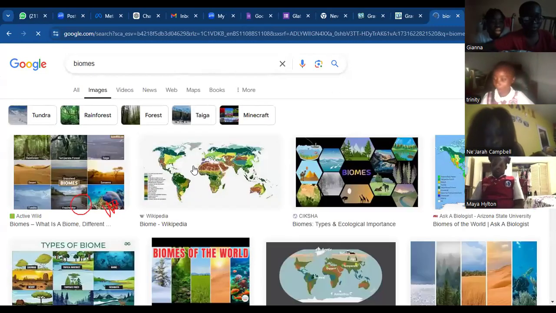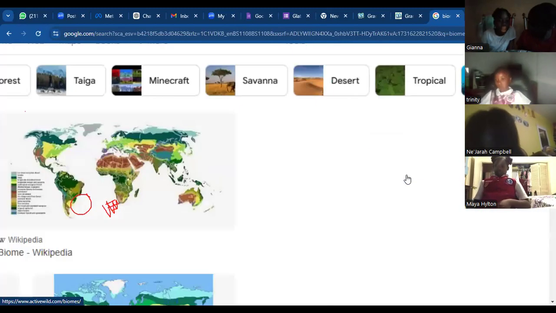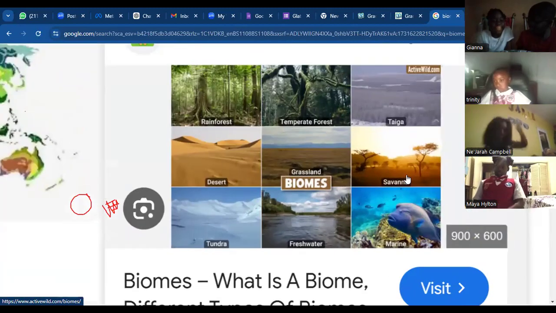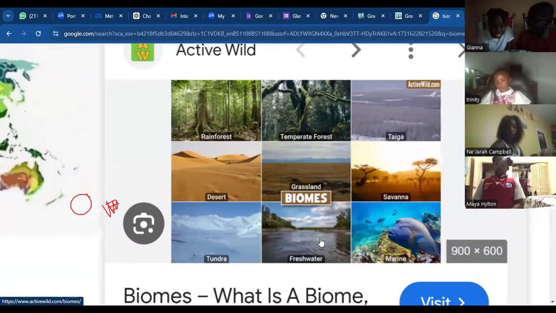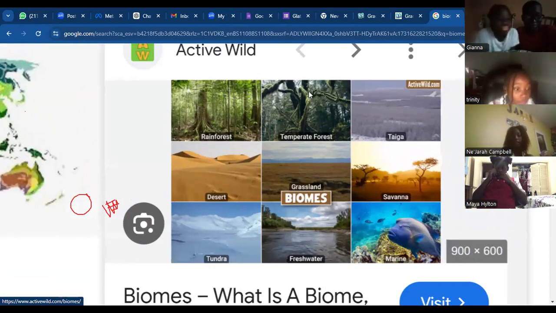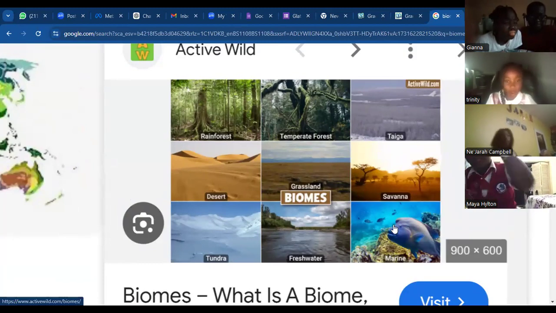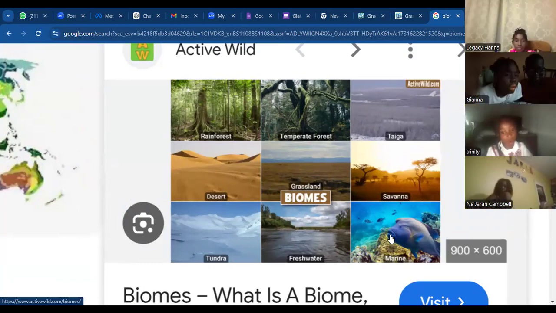Okay, so look at the picture depicting it. So you have the desert. That's a biome. What animals would be in the desert? Scorpions, camels, snakes. Then you have the marine biome. What animals would be in the marine biome? Dolphins, pufferfish. Then you have the savannah.